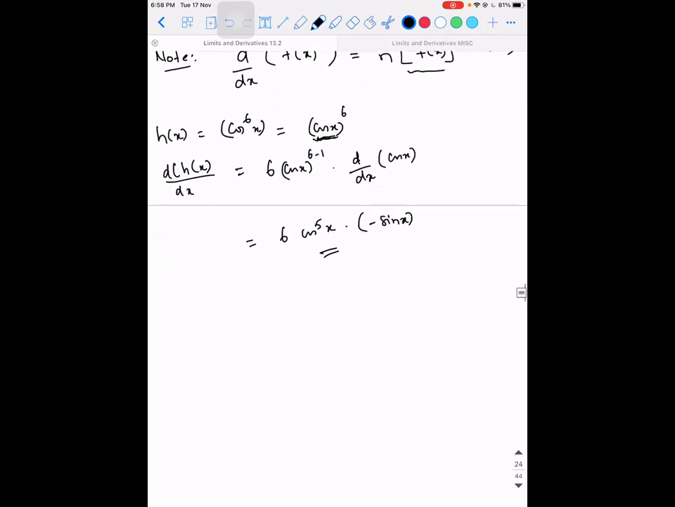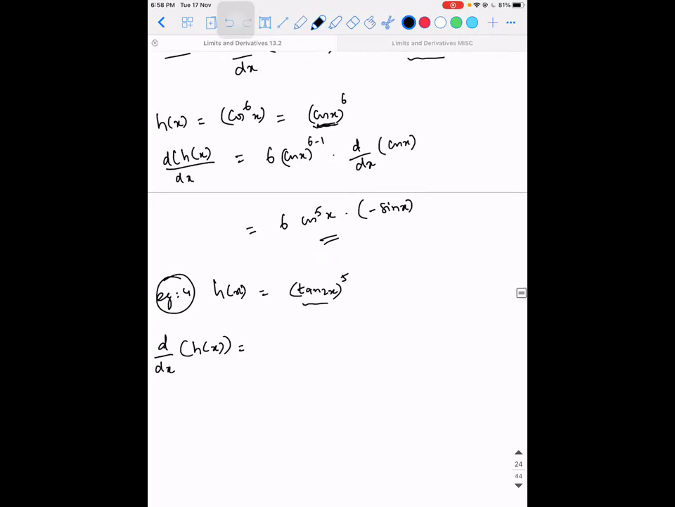Okay. Now I will slightly complicate it. Example 4. If I take h of x is equal to tan 2x raised to the power 5, then what is d by dx of h of x? So tan 2x is f of x. Remember, tan 2x itself is not a simple function, it's a composite function. So it is of the form f of x raised to the power 5.